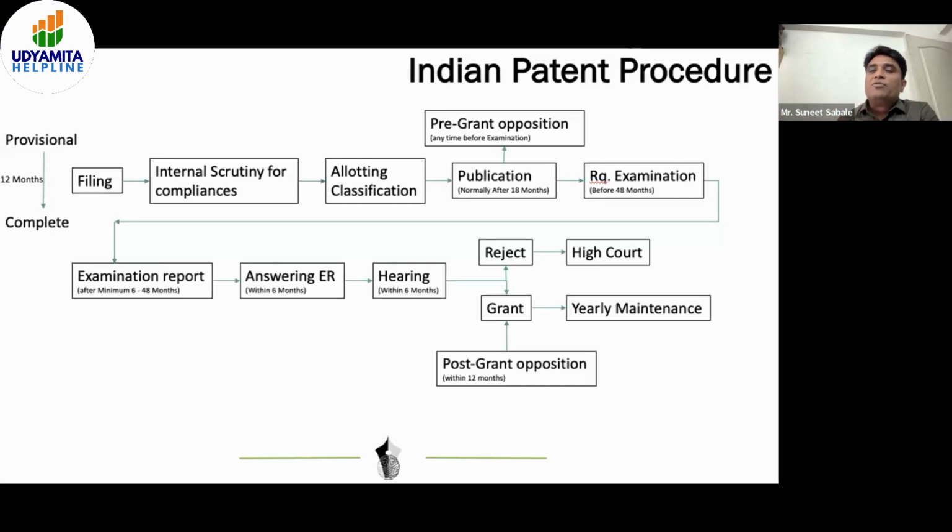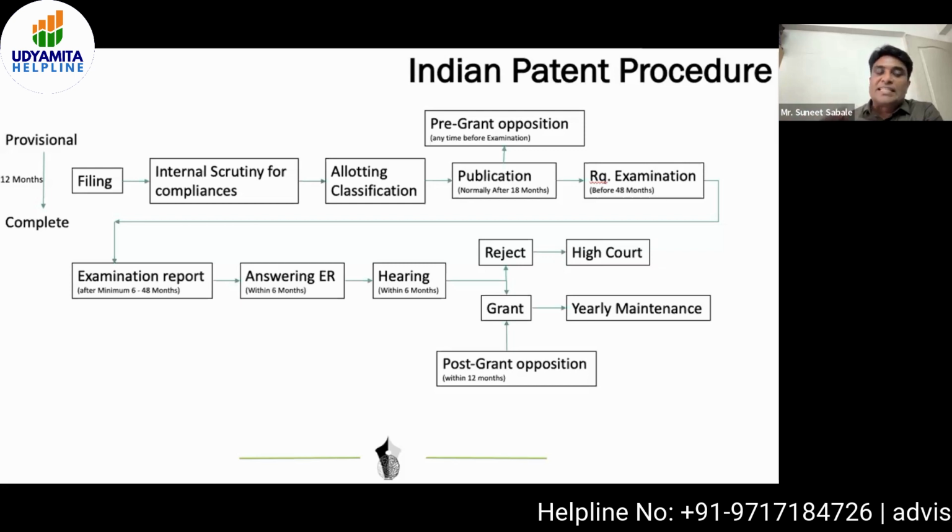So you also have to file a request for examination. The request for examination deadline is 48 months. If you miss it, again your patent will be abandoned. After filing the request for examination, then only a patent application gets in the queue for examination. So if you file the request later, there will be delay in grant. If you file it earlier, at least on the date of publication, your patent application will get examined earlier.